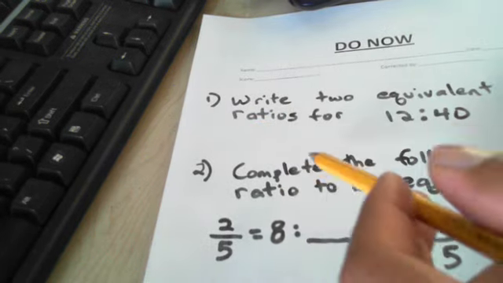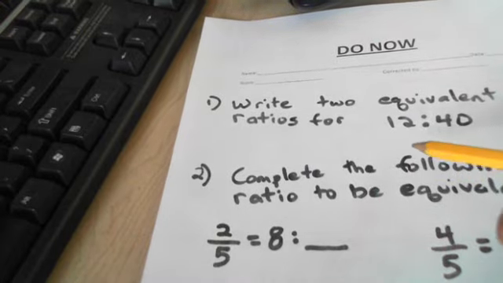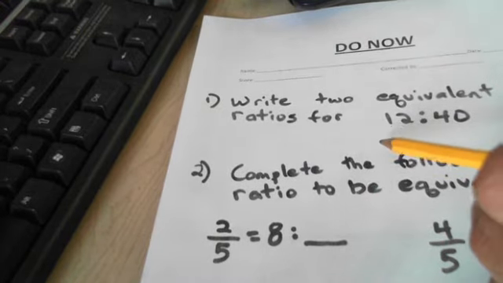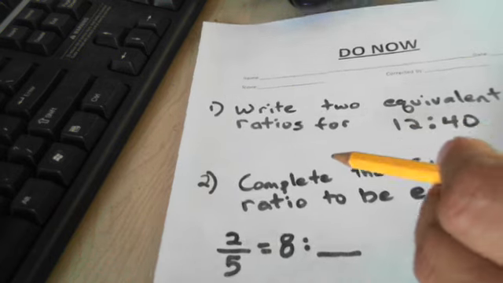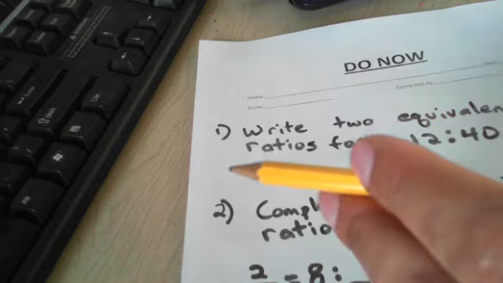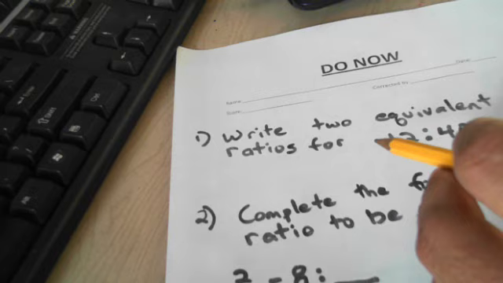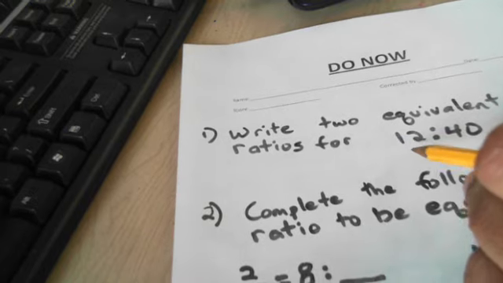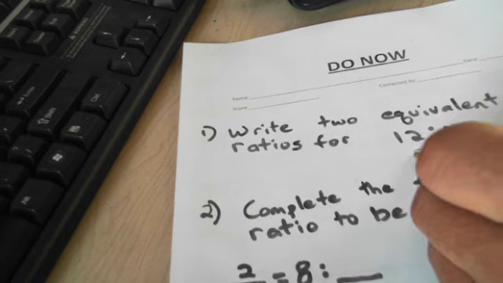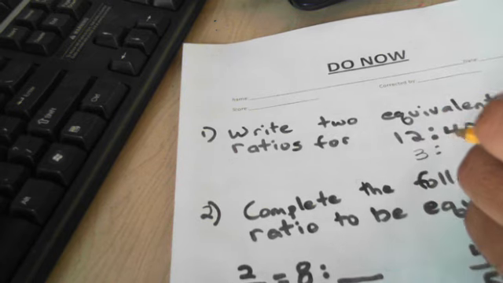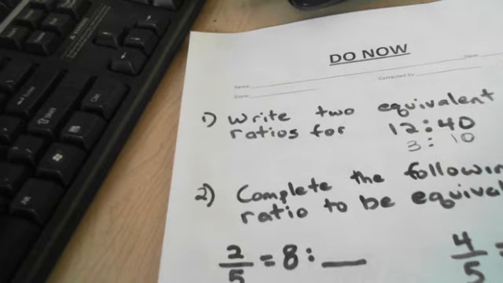Okay. As we discussed yesterday, to find an equivalent ratio, you have to find a common factor, a number that can go into 12 and 40 at the same time. We can do it different ways. For now, we can leave it like that. A number that can go into 12 and 40 is, let's say, 4. 4 goes into 12 3 times, and 4 goes into 40 10 times. So this is an equivalent ratio.